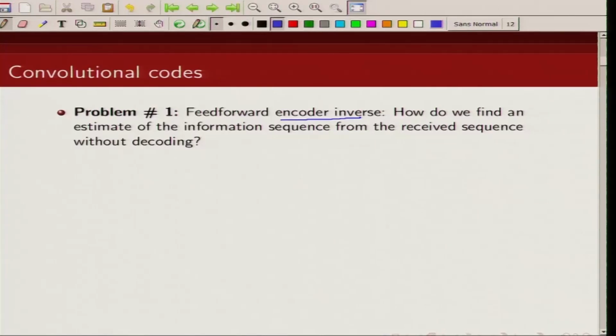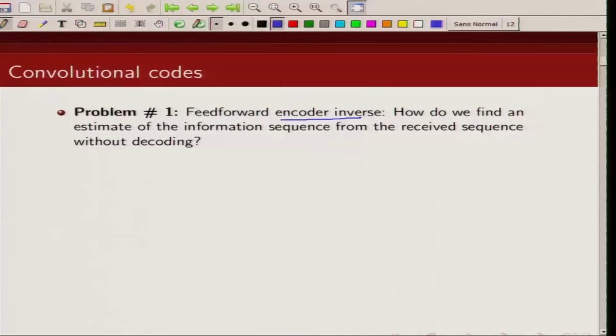Many times we are interested in estimating the information sequence directly from the received sequence without decoding it. For example, if you are encoding a sequence using a systematic encoder, then you can get back your information bits directly from the received bits. However, if you are using a non-systematic encoder, then you cannot directly get the information bits. So, we are talking about an encoder inverse, which will allow us to recover the information bits directly without decoding. In this problem we will look into what an encoder inverse is and under what condition the encoder inverse exists.